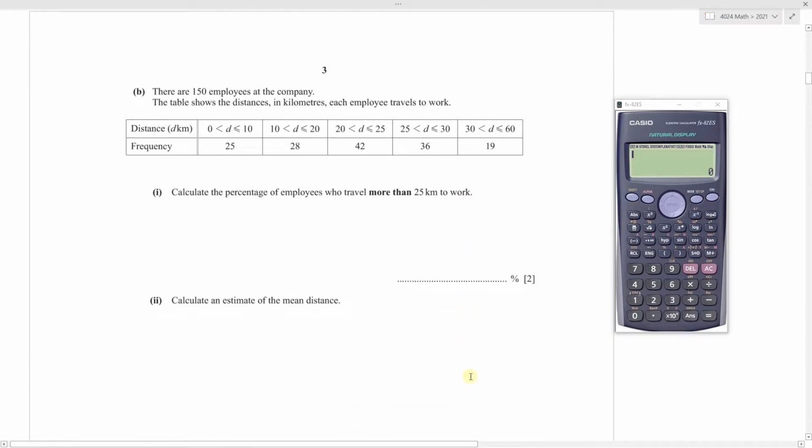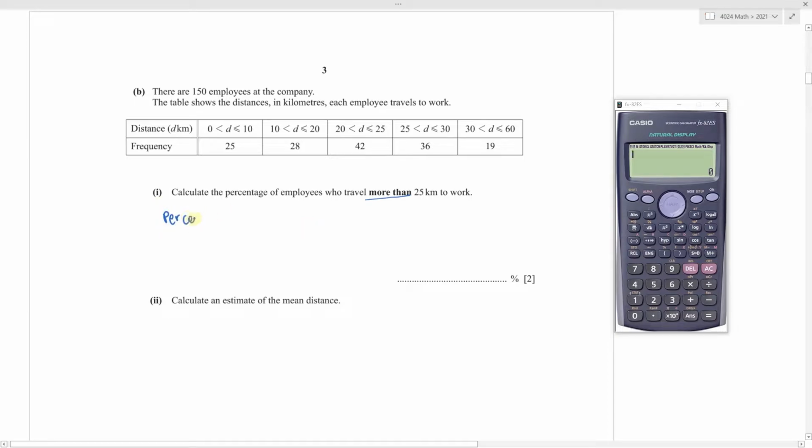Part B: there are 150 employees at the company. The table shows the distances in kilometers each employee travels to work. So 25 employees travel between 0 and 10 kilometers. 28 employees travel between greater than 10 but less than or equal to 20 kilometers, and so on. Calculate the percentage of employees who travel more than 25 kilometers to work.